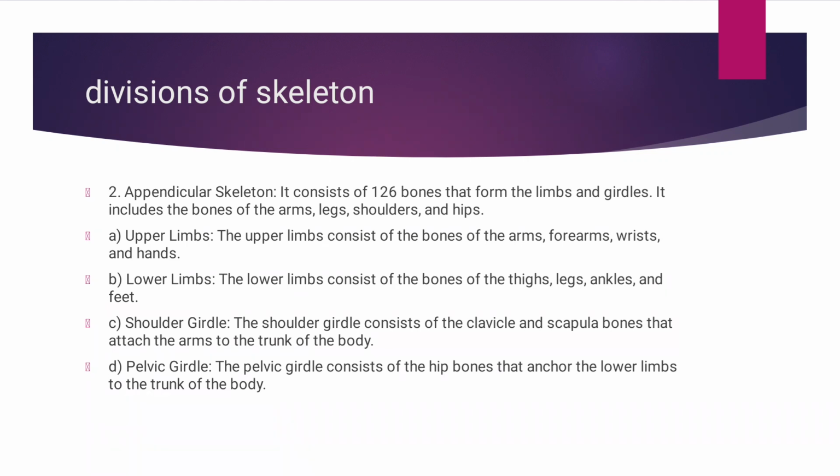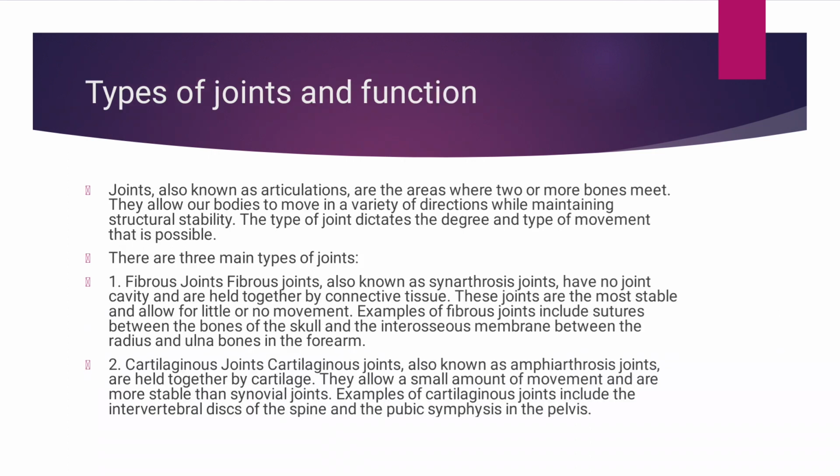Upper limb mainly consists of bones of arms, forearms, wrist and hands. Lower limb consists of bones of legs, ankles and feet. Shoulder girdle consists of clavicle and scapular bones that attach the arm to the trunk of the body. And then pelvic girdle consists of hip bones that anchor the lower limbs to the trunk of the body.